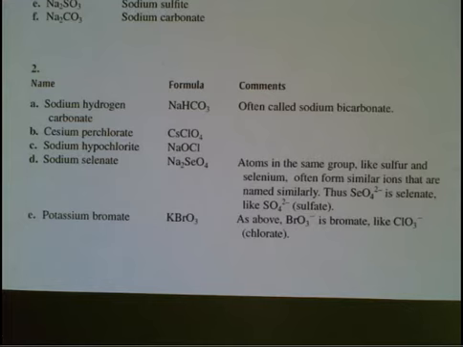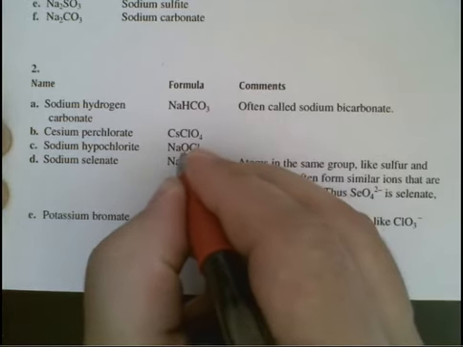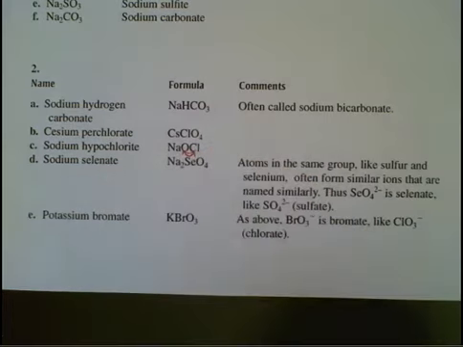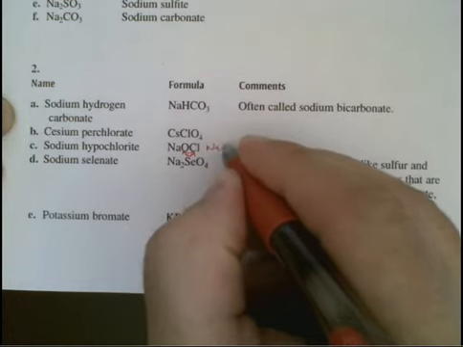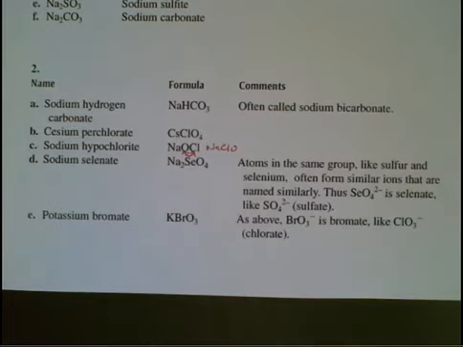B is cesium perchlorate. Looking at your polyatomic ion sheet, perchlorate is ClO4, and that's in front of cesium, so CsClO4. C, sodium hypochlorate. Okay, oh, typo. Goodness gracious me. These should be switched up here. This should look like sodium hypochlorite. It's a chlorite because it's chlorine and oxygen bonded together in a polyatomic ion.